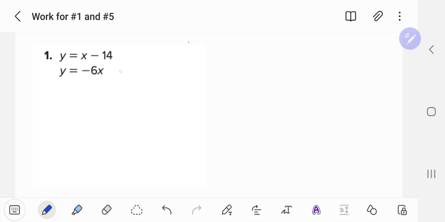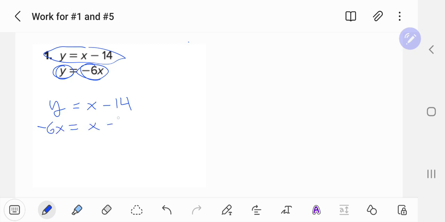Now we just got to choose one of the equations to be our main equation, and then we'll sub in the other equation. So I'm going to choose that one, y equals x minus 14, and I'm going to choose this to be the gold idol, this to be the sack of sand, and we are going to replace the y with the negative 6x, and then we just bring everything else down.